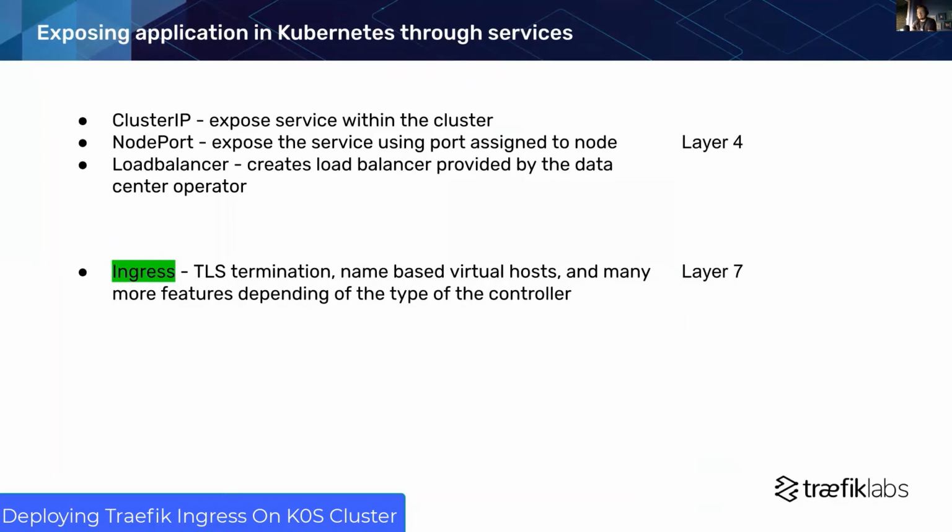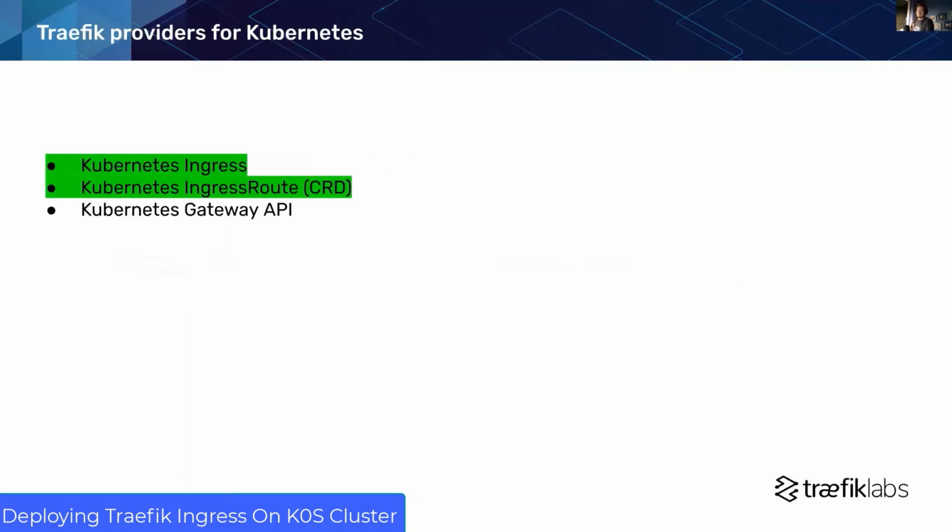What are the other types of exposing an application in Kubernetes? We can use a cluster IP that exposes services within the cluster. We can use a node port that binds the application to your node, and a load balancer. Again, it's a load balancer that you can create in your cluster, and it will be exposing the application outside your Kubernetes cluster. However, all of those three possibilities act in layer 4. But Ingress, the major difference between those three, is that Ingress is working in layer 7. So you can get much more benefits from the Ingress, and in fact from Traefik. You can do TLS termination, you can have name-based virtual hosts, and much more features that are provided by Traefik. So what are the providers for Traefik in Kubernetes? We currently have 3 types of providers.